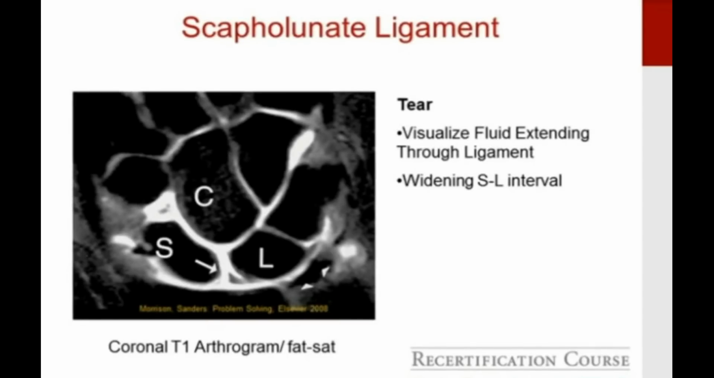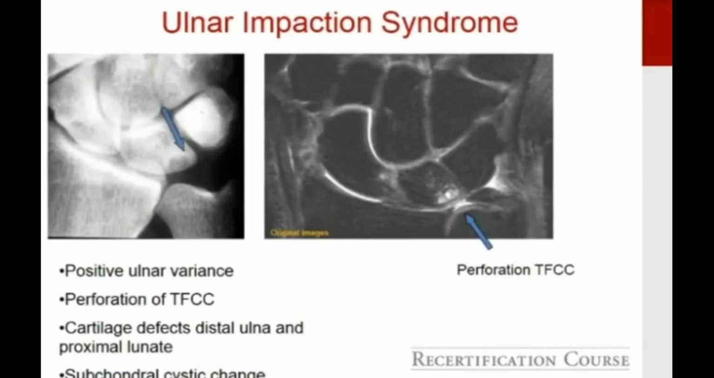We can evaluate the intrinsic ligaments of the wrist. This is an MR arthrogram where we've injected contrast into the radiocarpal compartment, and we see a complete disruption of the scapholunate ligament at the scaphoid attachment site. We see contrast spilling through this defect into the midcarpal compartment. We see widening of the scapholunate interval. If you compare this with the lunotriquetral interval, you can see that it's widened, and these are signs of a complete full thickness tear of the scapholunate ligament.